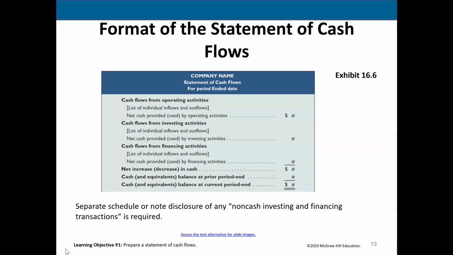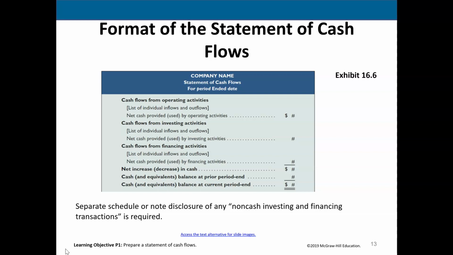Then we go on to the third one, which is the financing activities. Again, you'll list them individually, inflows and outflows. If your inflows are more from financing, then you have net cash provided by financing activities. If your inflows are less, you will have net cash used by financing activities. Then you'll take the 3 totals of each of these sections, and that will tell you what your increase or decrease in cash is, and that should match what the financial statement says.